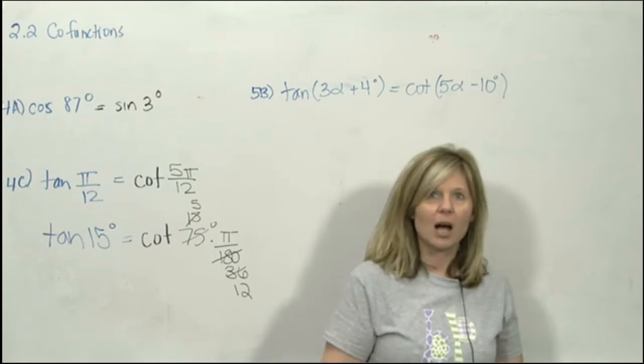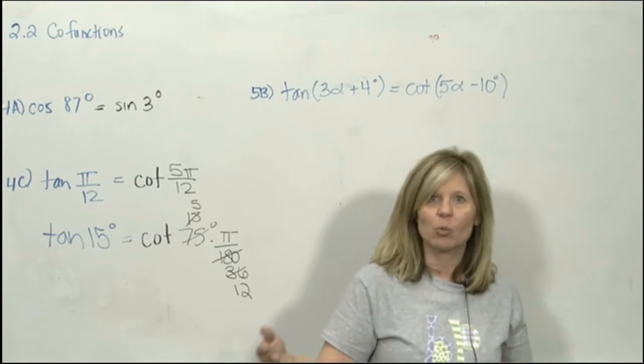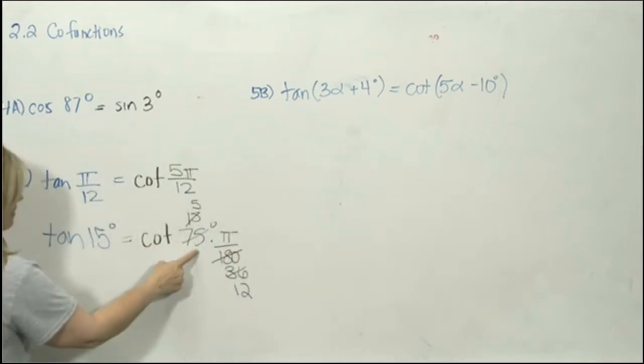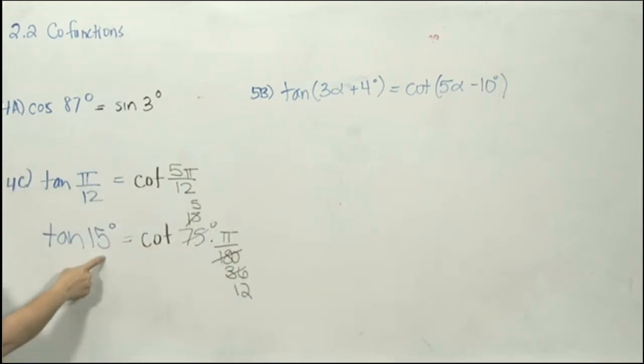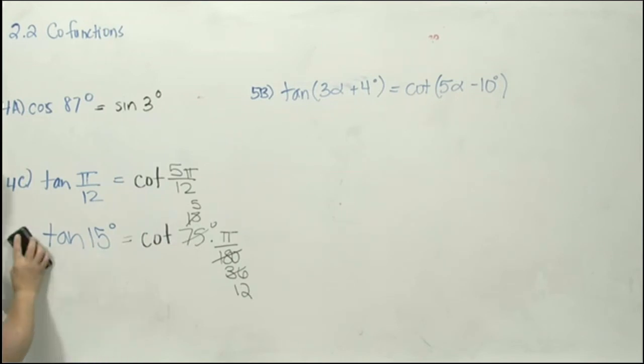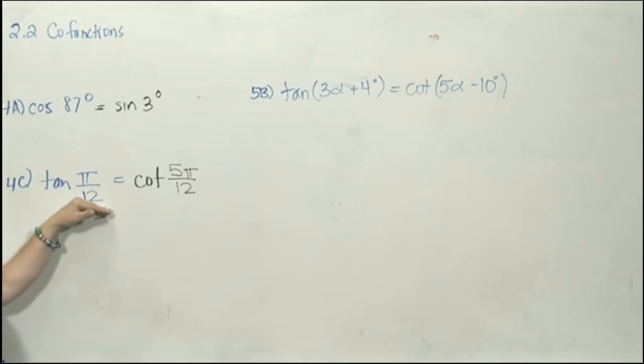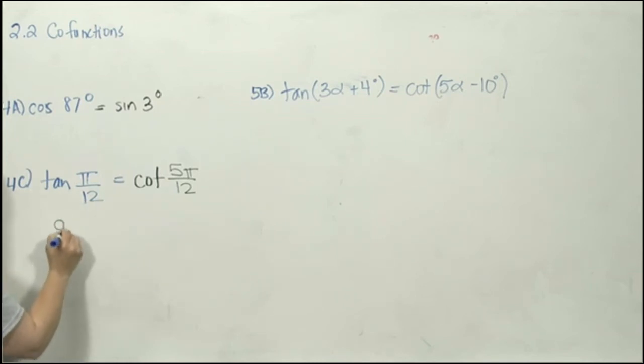So what does complementary mean? They have to add to what? 90 degrees, right? So when you found this 75, didn't you say 90 minus 15? Well, why couldn't we do this? Why couldn't we say, okay, this is pi over 12. If I want to find its cofunction, I got to subtract this from 90 degrees. What's 90 degrees in radian measure?